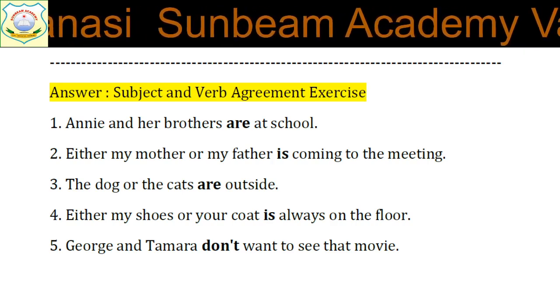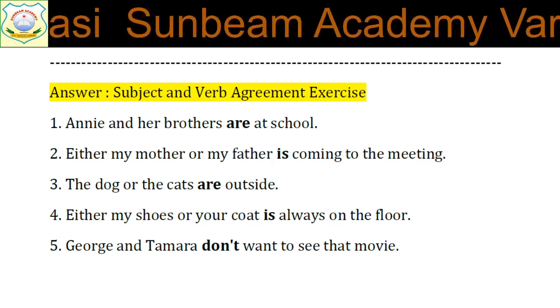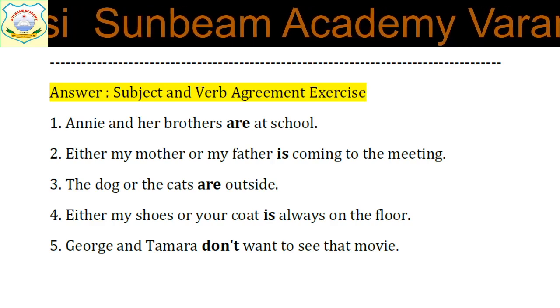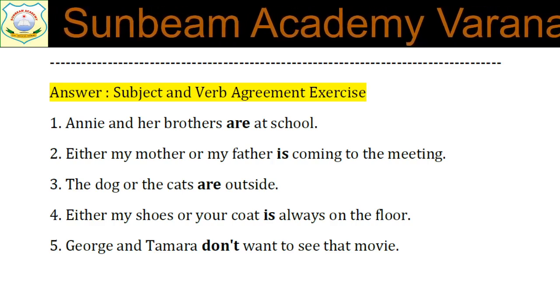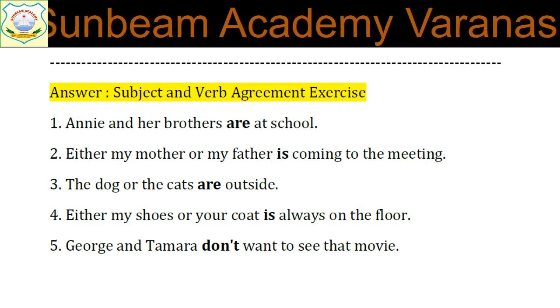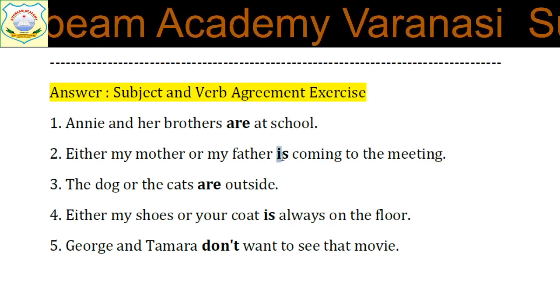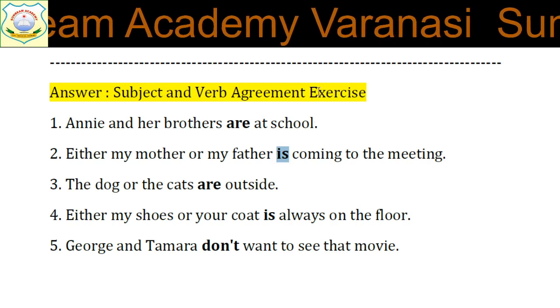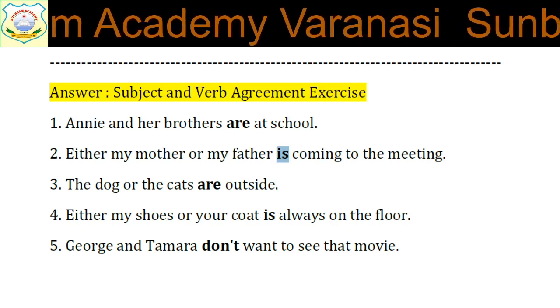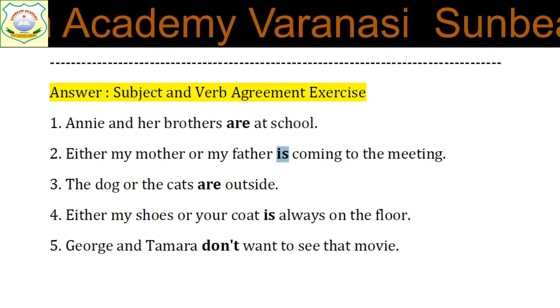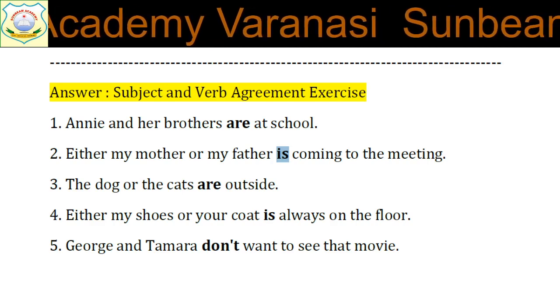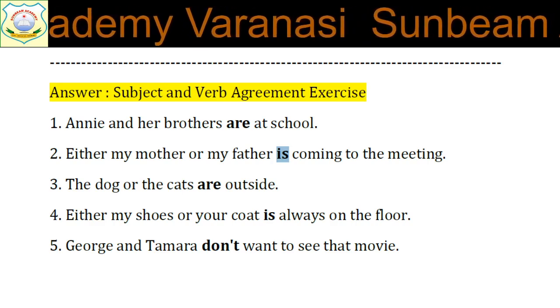So when you make a sentence with either, you are talking about anyone, either my mother or my father. So if you are talking about anyone, there you will use a singular subject. Okay. Next is the dog or the cats are outside.